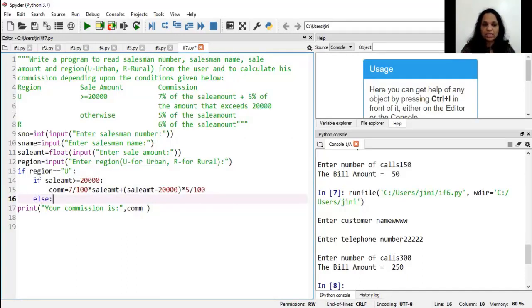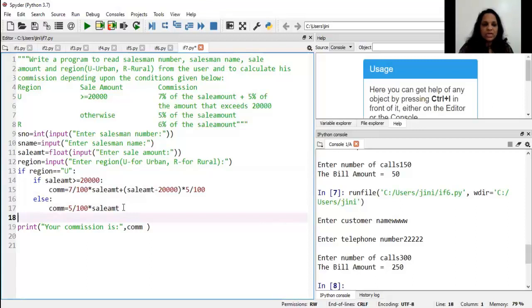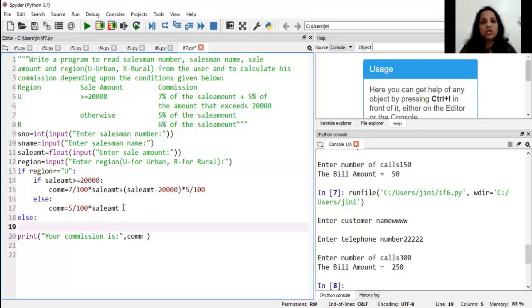Else, now pay attention to the else. Otherwise, it says that means you are in the urban region, but your sale amount is not greater than 20,000. What are they giving me? 5% of sale amount. So I write commission is equal to 5 divided by 100 into sale AMT. Okay, I hope this extra exceeding is clear. How much do you exceed 1,000 means what? That amount minus 1,000. So how much do you exceed 20,000 means what? Sale amount minus 20,000. Okay, so now I'm writing another else here. What would this mean if the region is not U?